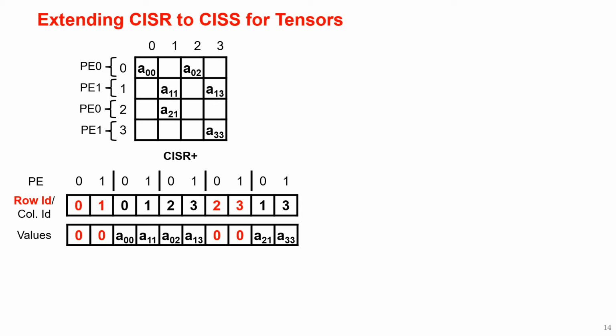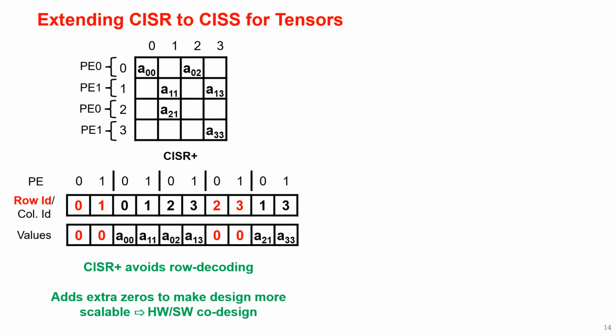In order to distinguish row IDs from column IDs, for each row ID, the corresponding entry in the values array is set to 0. This approach completely avoids row decoding, making the hardware more scalable. However, it has a slight overhead as it stores an extra 0 in the values array. This overhead, however, is negligible considering that an extra 0 is appended only once per row. Thus, we co-designed this sparse storage format, that is, to reduce the complexity of the hardware, we pay some extra overhead in terms of data storage.